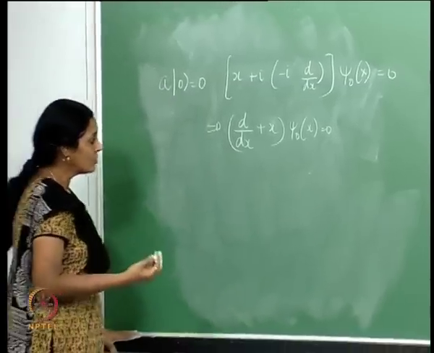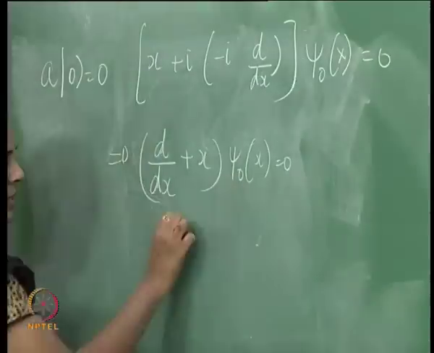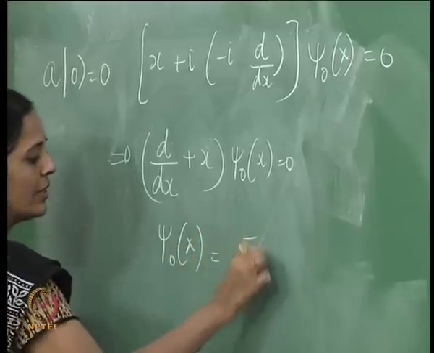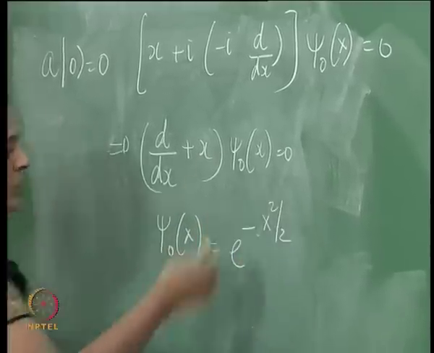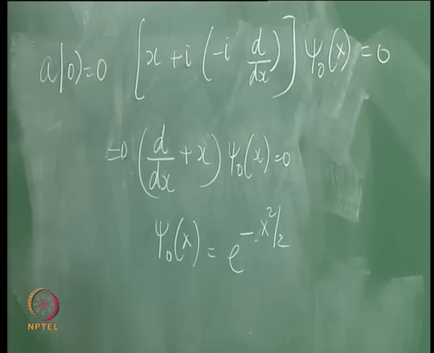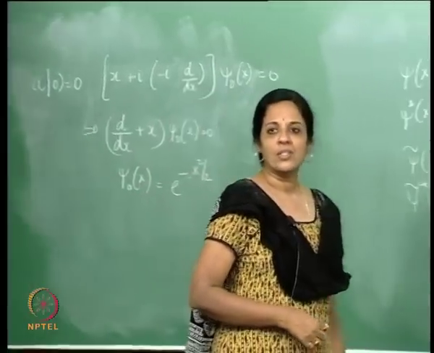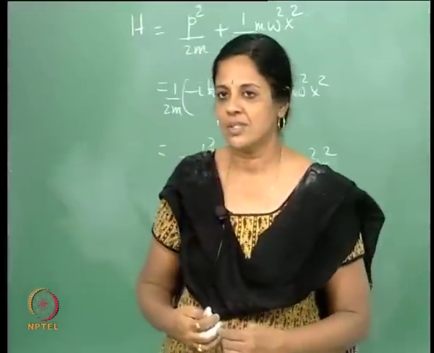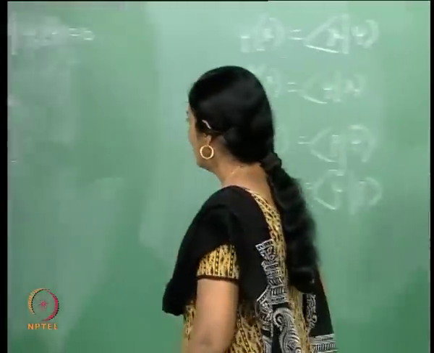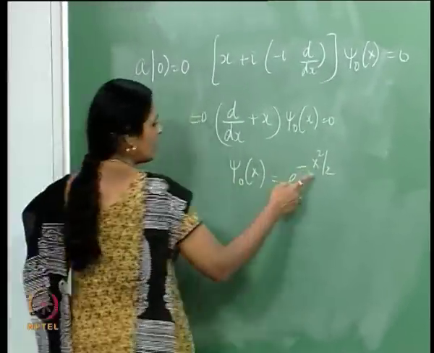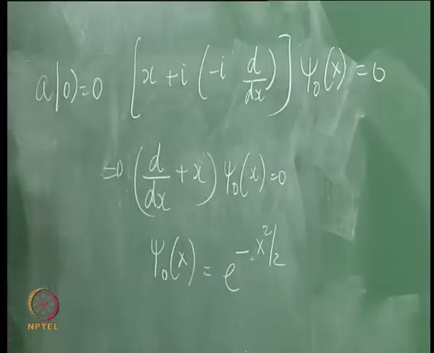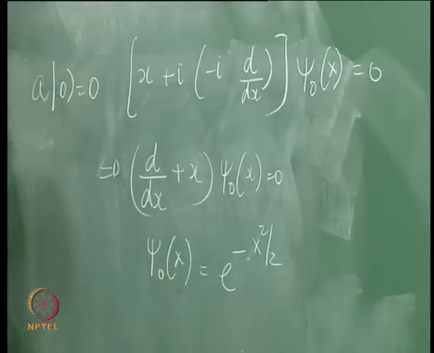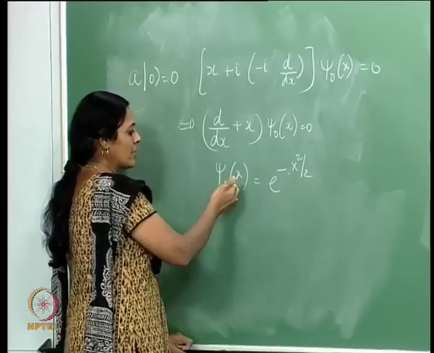The ground state of the oscillator in the position representation is clearly the solution e to the minus x squared by 2, which is a Gaussian. So, the Gaussian is a minimum uncertainty state. We have already shown that the ground state of the oscillator is a minimum uncertainty state, and we have just now seen that the ground state of the oscillator can be represented by a Gaussian function of x. So, this is an example of a wave function or a state represented as a function of x.